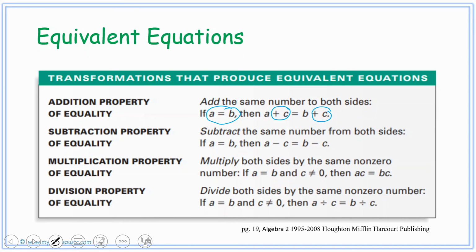If I have a equals b, I can use the subtraction property of equality, and if I subtract c on the left side of the equation from a, then what I do to one side of the equation, I must do to the other. It's the same with multiplication. If I have a equals b where c is not equal to 0, and I multiply by c on the left side, I must multiply by c on the right side, and vice versa. If I start on the right side, I must do the same to the other side. They are equal, and so that's what we call the addition, subtraction, and multiplication property of equality.